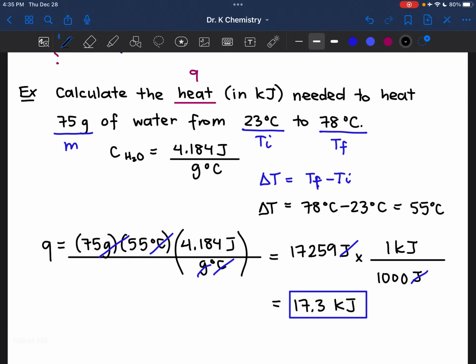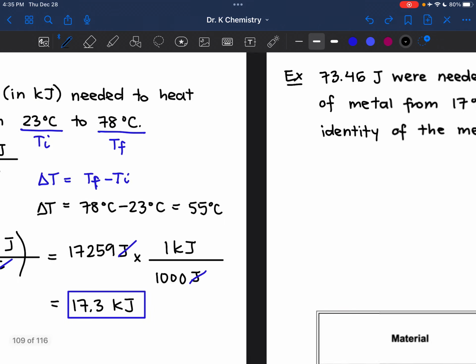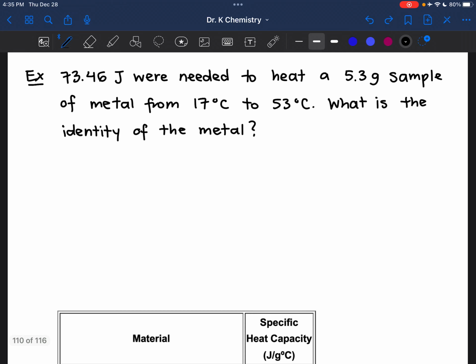Okay, so that's a very common type of problem that you could see where you are given specific heat, you're given temperatures and mass, and you need to calculate Q, which is heat. There is another version of this problem that you could see, which is going to give you information and ask you to find the identity of a substance. So specific heat is a physical property, which means you can use it to identify substances.